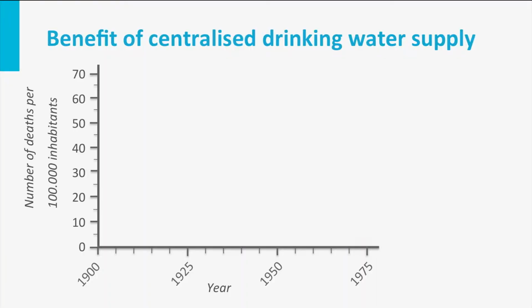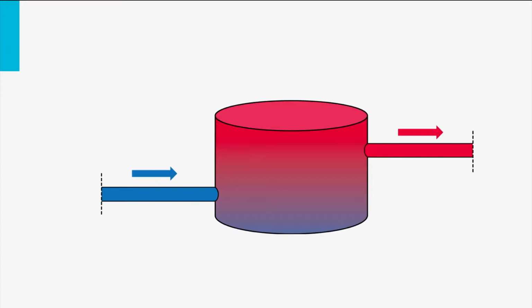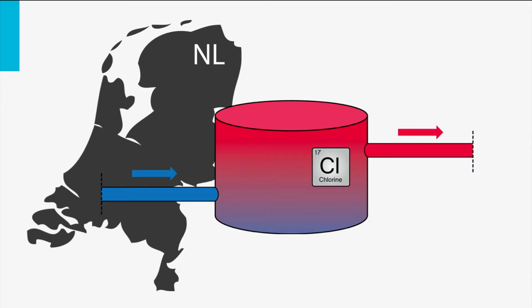Another example of the benefit of centralized drinking water supply is the number of people dying from typhoid fever in the Netherlands. This number decreased drastically with increasing number of people connected to the centralized drinking water supply system. In the 70s, almost all people were connected and no outbreaks were found anymore. The only new threat is the occurrence of Legionella bacteria in warm water installations. This is especially hazardous for the Netherlands, as here chlorine isn't used for safety disinfection during distribution. Special designs and cleaning procedures have been developed to diminish the risk.